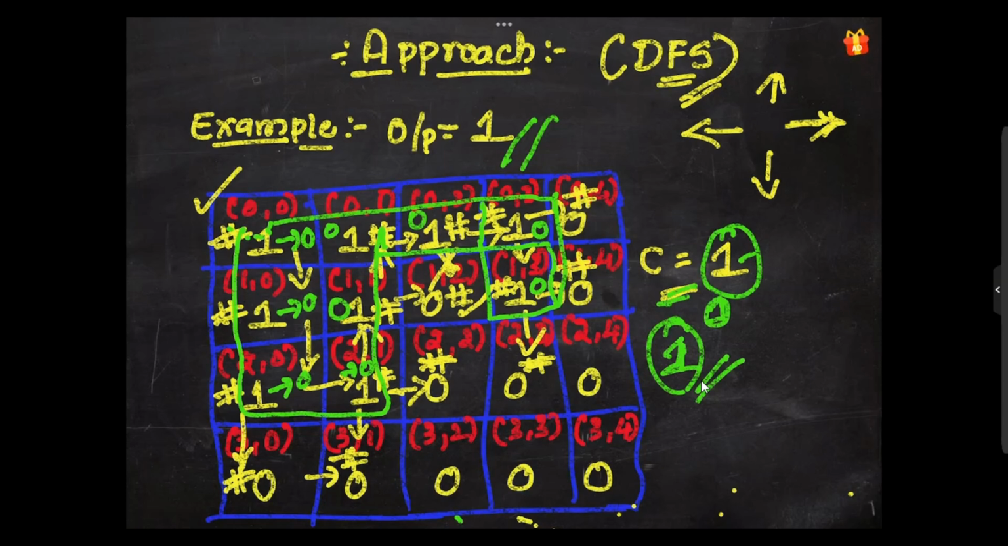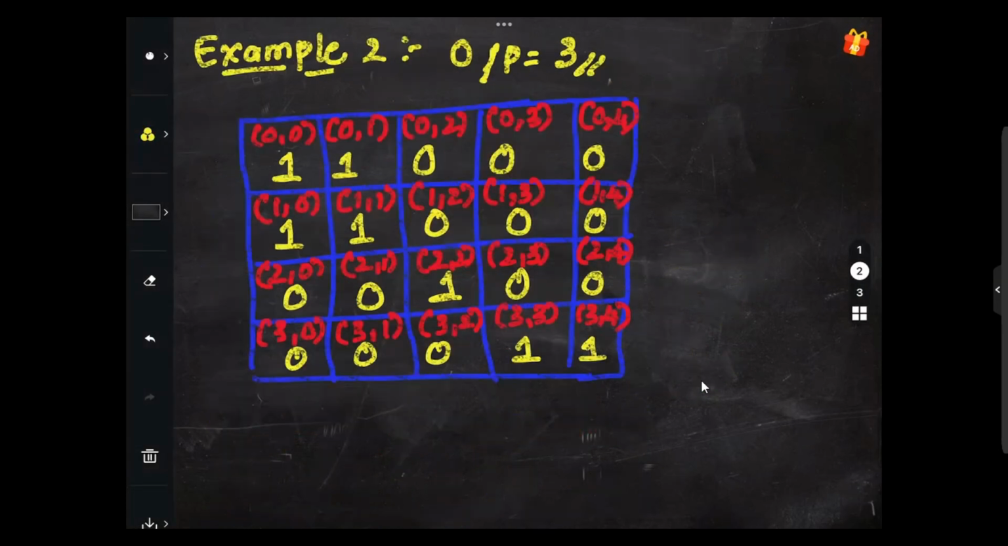So I hope this is clear. This is the approach that we'll be going with. So since there are no more islands found here, we will just return 1 as output. So that's what we need to get here. I hope this is clear. So let's move on with the second example.